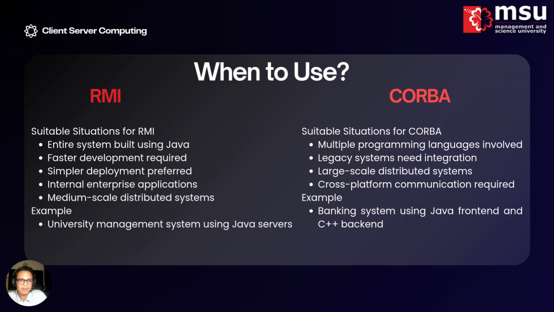And as for Corba, some of the suitable situations are first, when there are multiple programming languages involved. There are also legacy systems that need integration, when there is also a large scale distributed system and cross-platform communication required. So for instance, if you want to build a banking system using Java front end and also C++ back end, as what we know, Corba can support multiple languages, while for RMI it only supports Java.